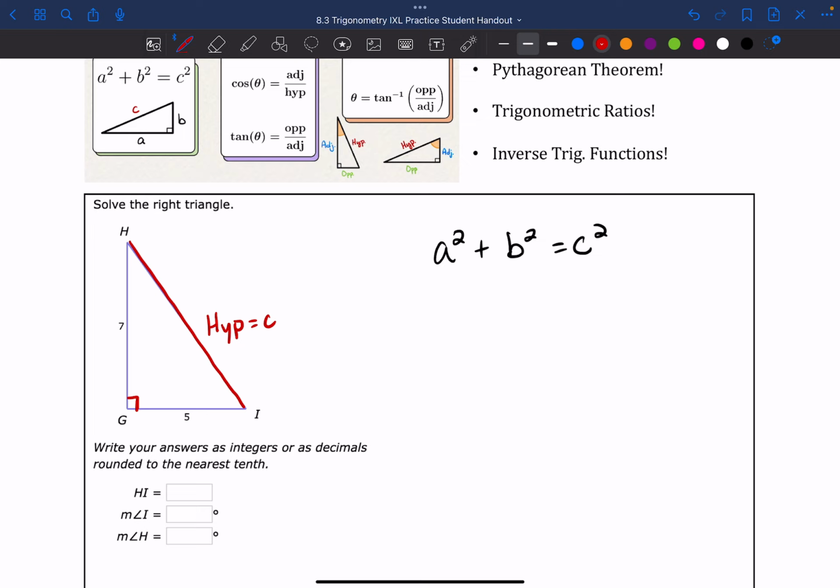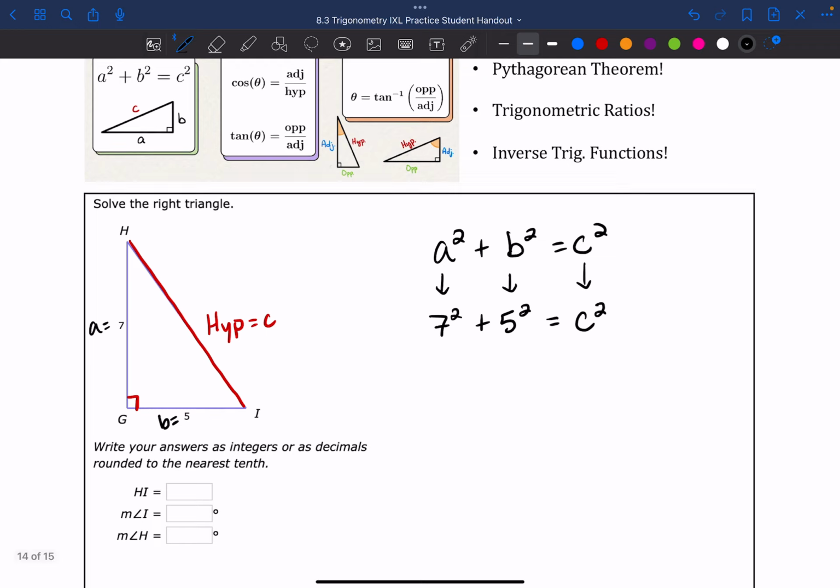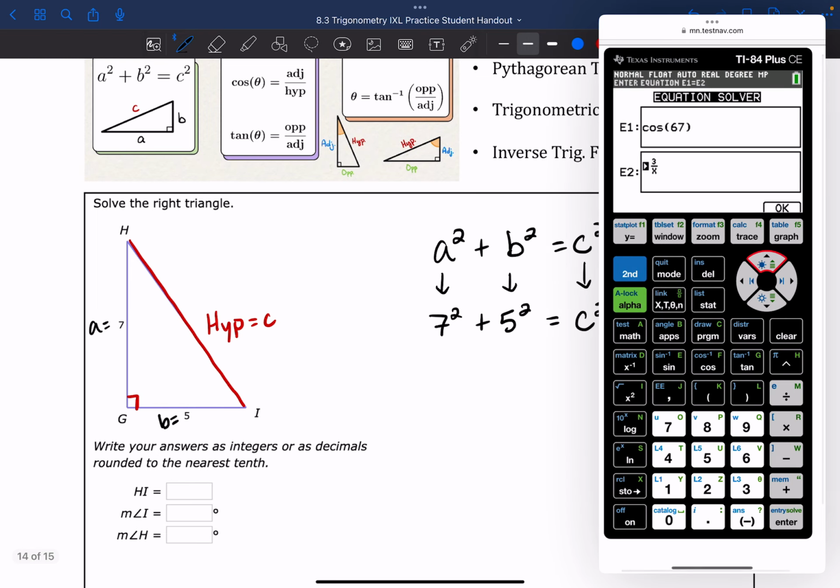So there we go. I'm going to just label the other two sides as a or b. It doesn't really matter. A in my case is 7, so I have to square it. My b is a 5, so I have to square it. And my c is what I'm looking for. So I can apply a numeric solver to help me get there. So I have 7 squared plus 5 squared.